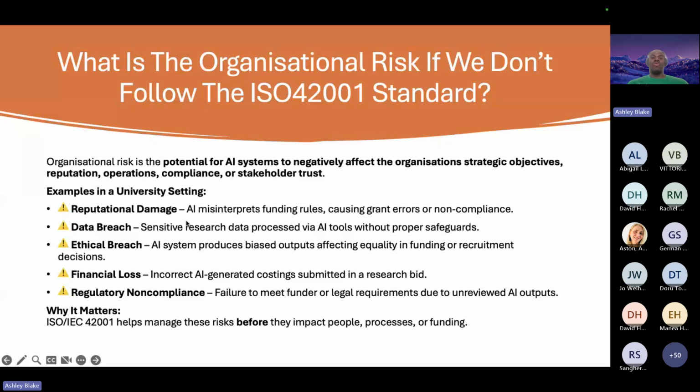So what is the operational risk if we don't follow the ISO standard? Organizational risk is the potential for AI systems to negatively affect the organization's strategic objectives, reputation, operations, compliance, or stakeholder trust. Examples in a university setting would be reputational damage if AI misinterprets funder rules, causing grant errors or non-compliance. Data breach, so sensitive research data processed by AI tools without proper safeguards.